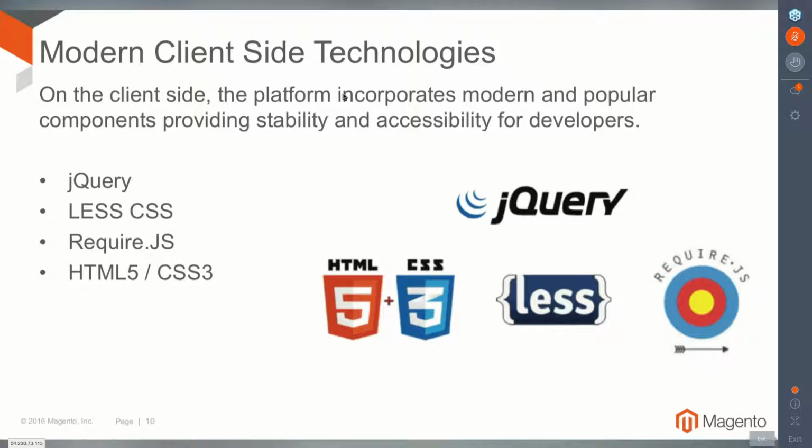In addition to making many back-end architectural changes, we've also updated the front end with the latest and greatest client-side technologies. We've migrated from Prototype, our previous JavaScript library, to the more common and recognizable jQuery, and also optimized asset loading via the powerful require.js framework. These technologies work together to create our entirely responsive reference theme, which we will discuss a little later on in the presentation.